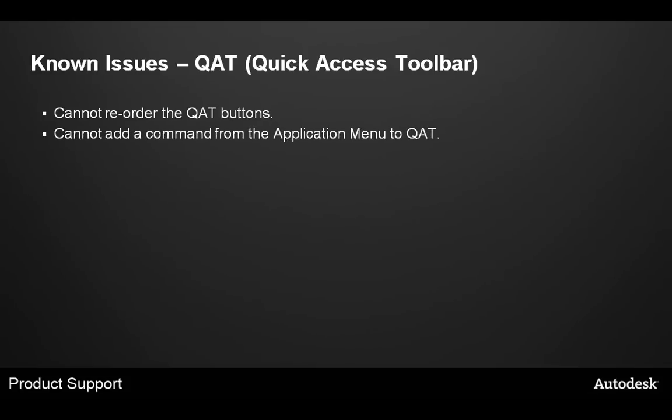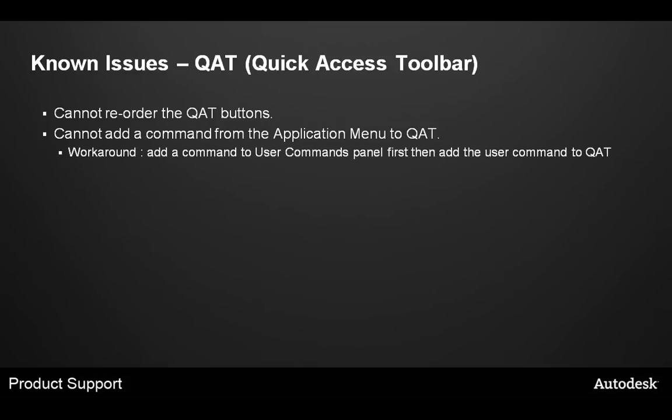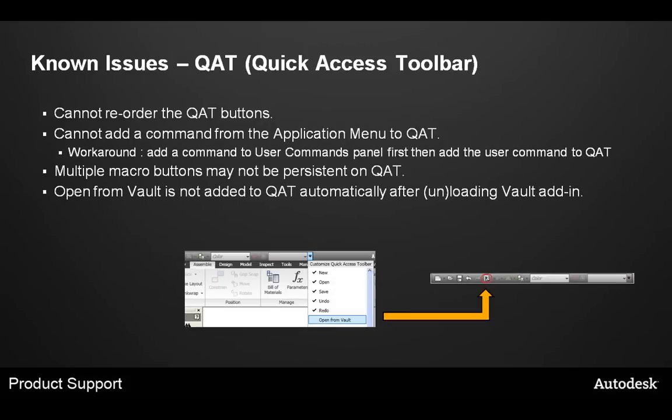I want to mention a couple of inconsistencies with the QAT as well. You cannot reorder the buttons in the QAT. You cannot add a command directly from the application menu to the QAT, but you can do this via a workaround by going through a user panel first before you go to QAT. Adding more than one macro button doesn't play well with QAT either, and opening from Vault when added to QAT might disappear if you start loading or unloading the Vault add-in.